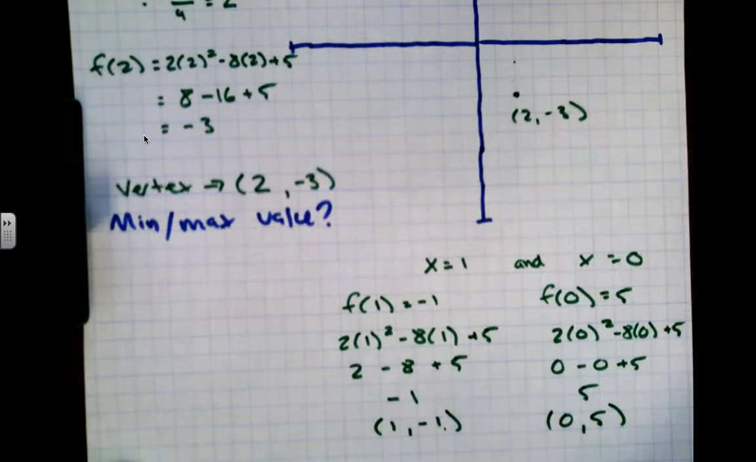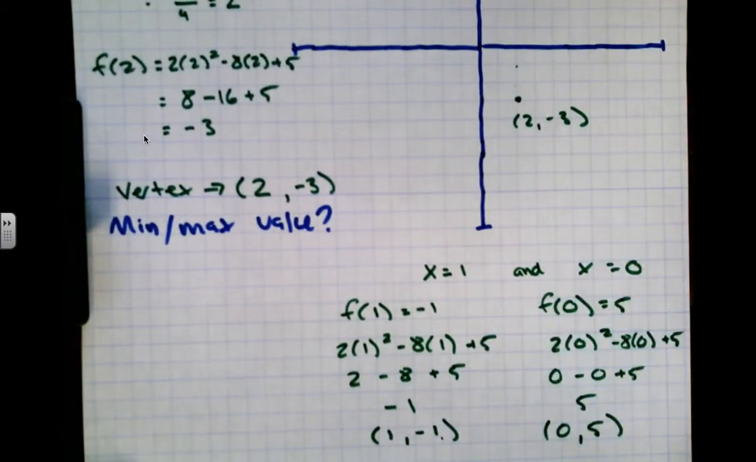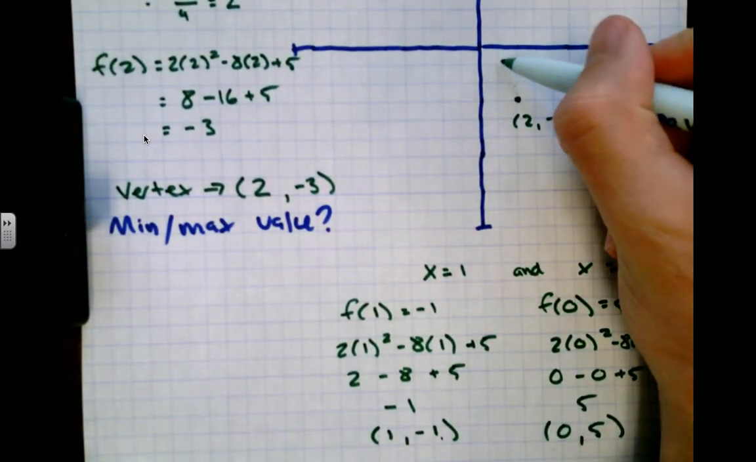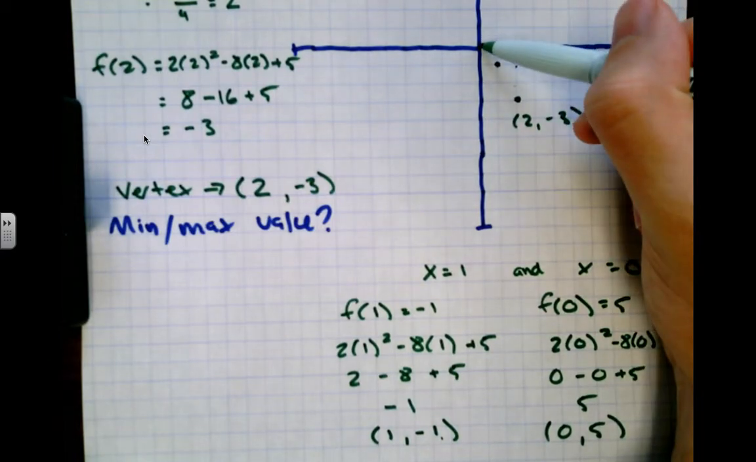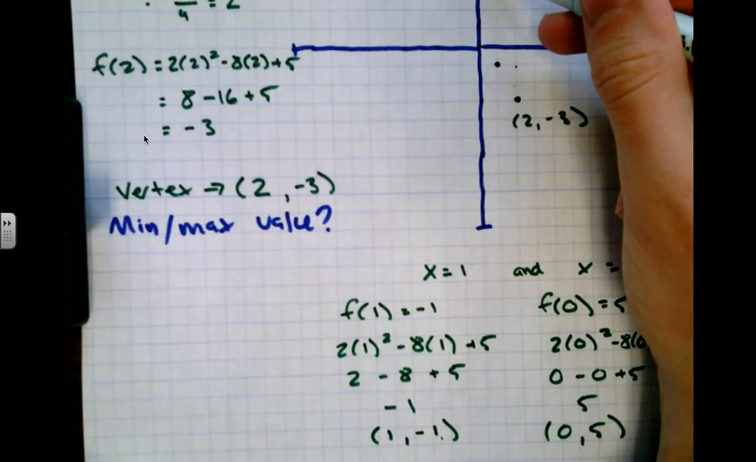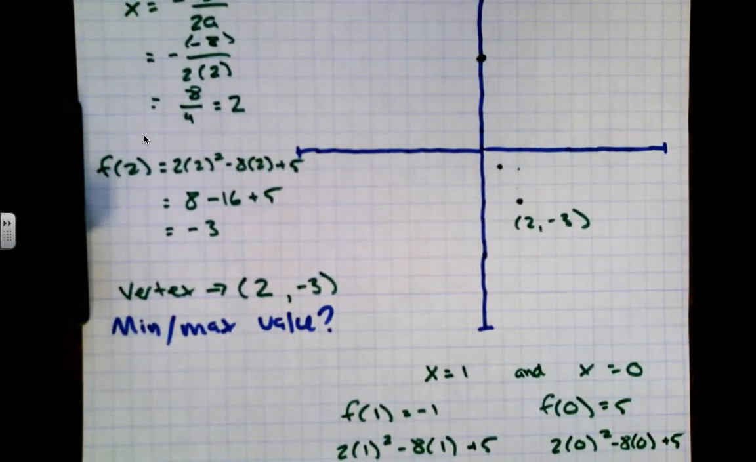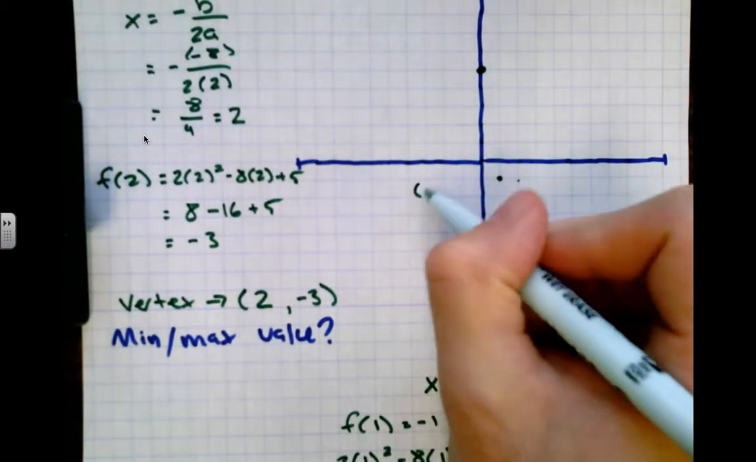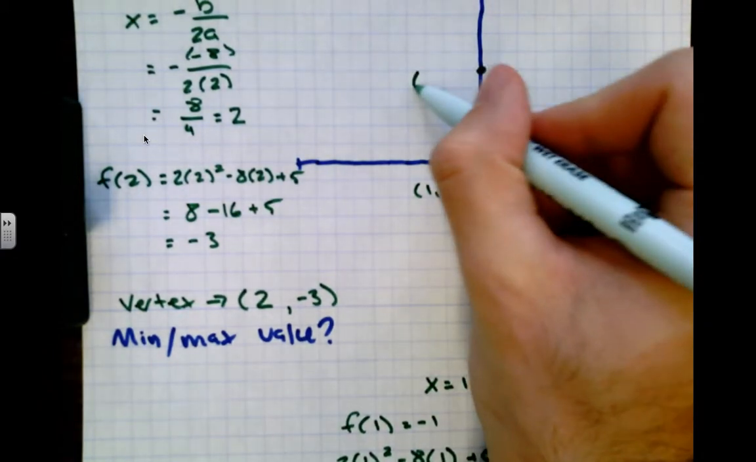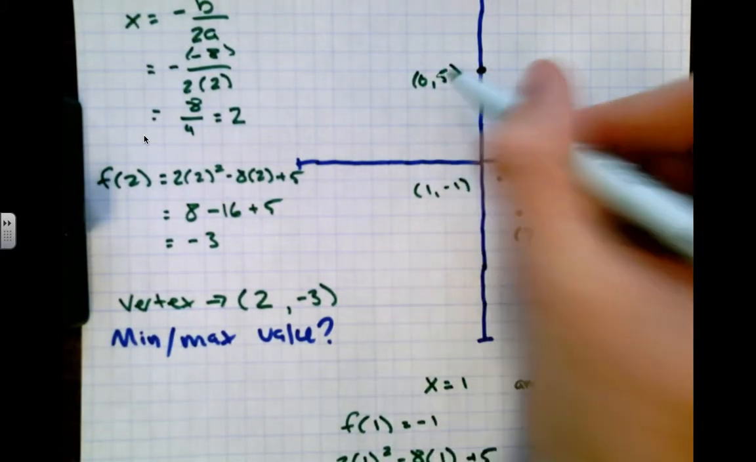And I'm going to go ahead and plot these 2 points on my graph. The point (1, -1), and the point (0, 5), counting 1, 2, 3, 4, 5. So what I have so far is this. And I can go ahead and label those as well, (1, -1) and (0, 5).